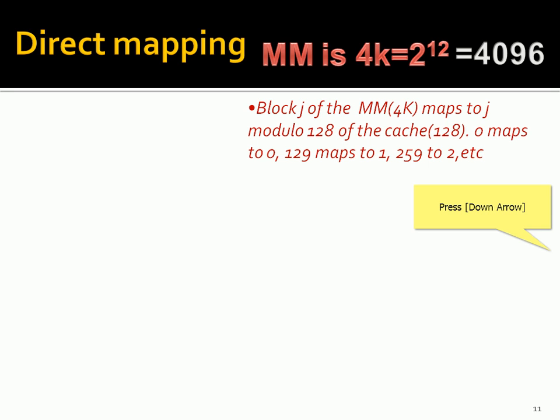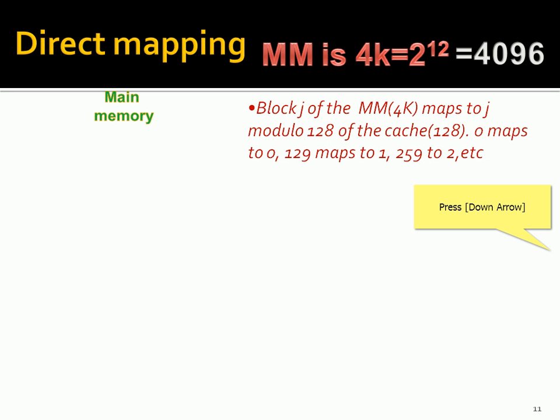So modulus of the size of the cache. In this case, we have taken an example of 128. In some other literature, they may take 64 or 256 or 32. That depends upon the example being narrated, that is the size of the cache.